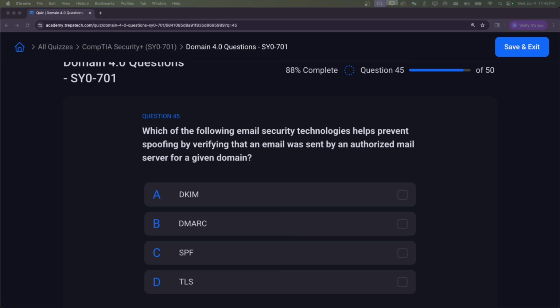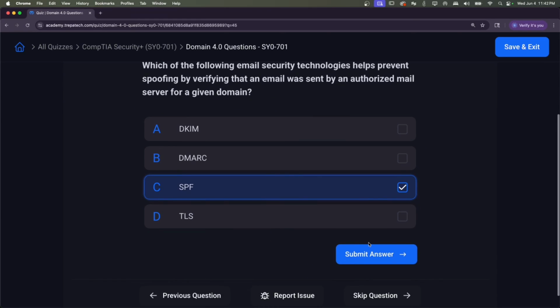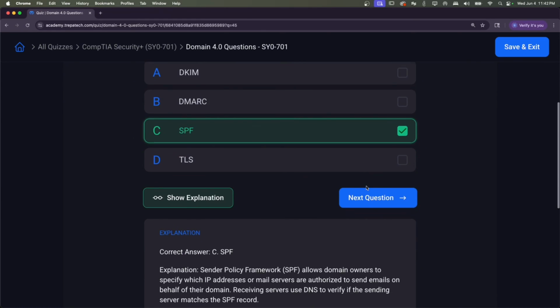Question 45. Which of the following email security technologies helps prevent spoofing by verifying that an email was sent by an authorized mail server for a given domain? So that's going to be the Sender Policy Framework. It's those SPF, what would you even call it? You put it on your DNS entries, your SPF entries.